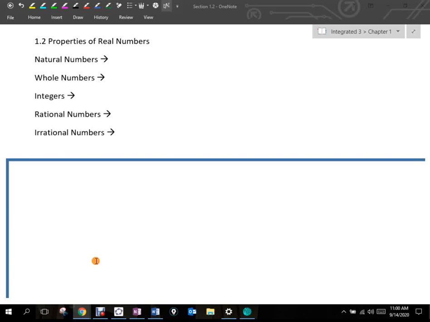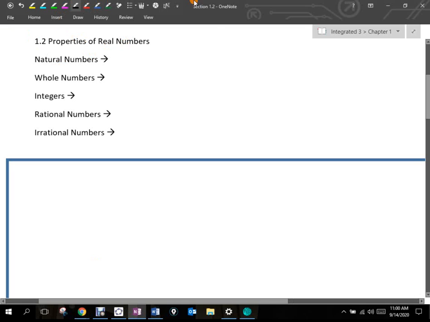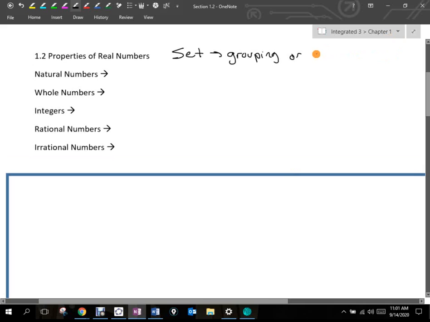One of the most important things in mathematics, I think, is understanding groups of numbers, or what we like to call sets. I didn't put this down there, but let's write down a definition of what we call a set. A set is a grouping or collection of objects.